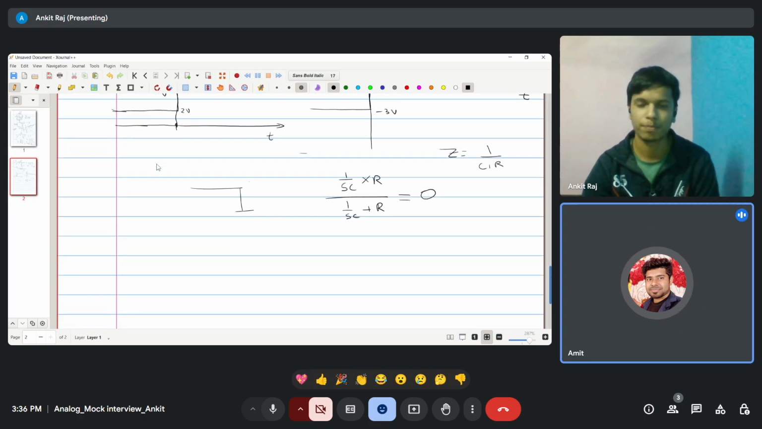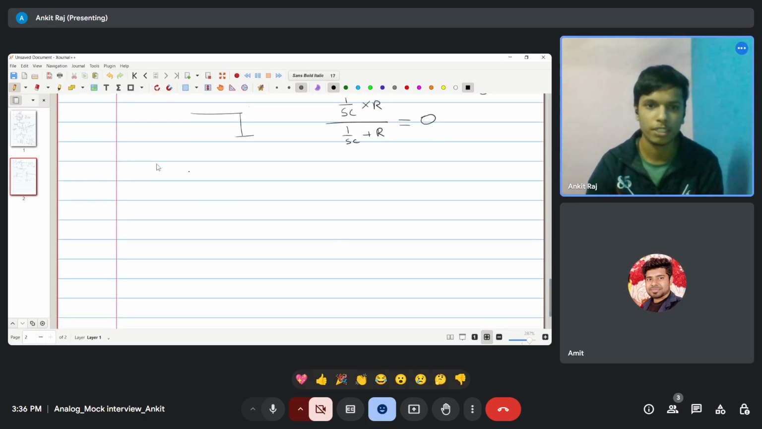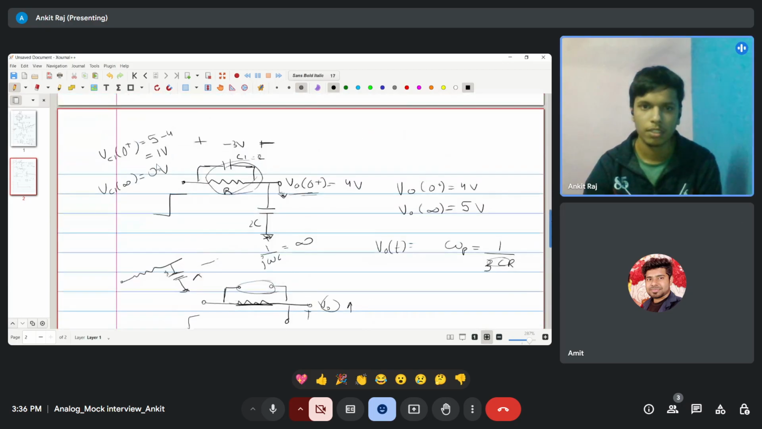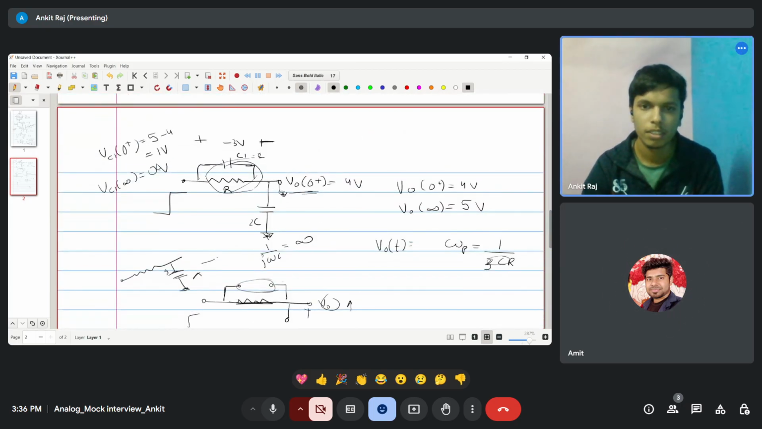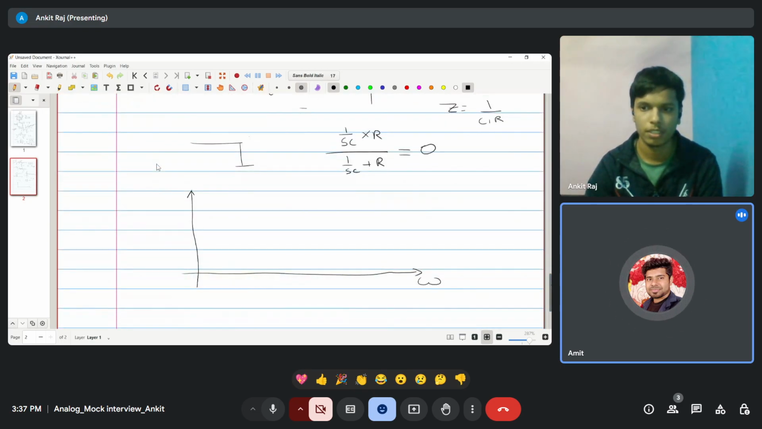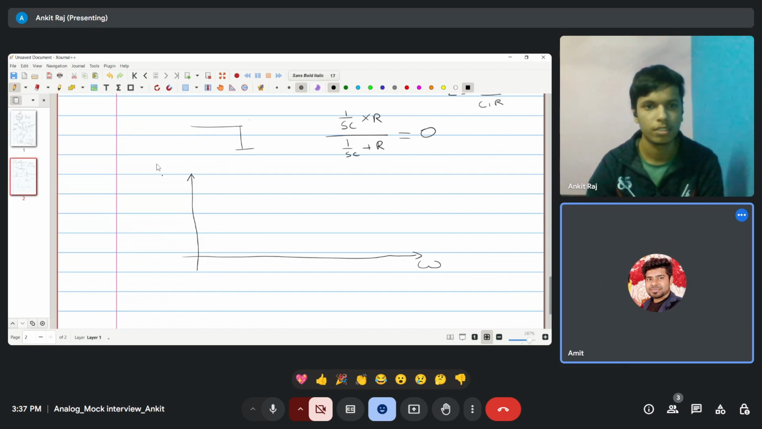Now, can you draw the Bode plot of this circuit? For a Bode plot, what do we need? A DC gain, poles and zeros, right? Now what is the DC gain of the circuit? At DC, this will be open circuit, and this will also be open circuit, so the complete voltage will reach. DC gain is 1. And for a passive circuit, the DC gain cannot be more than 1.